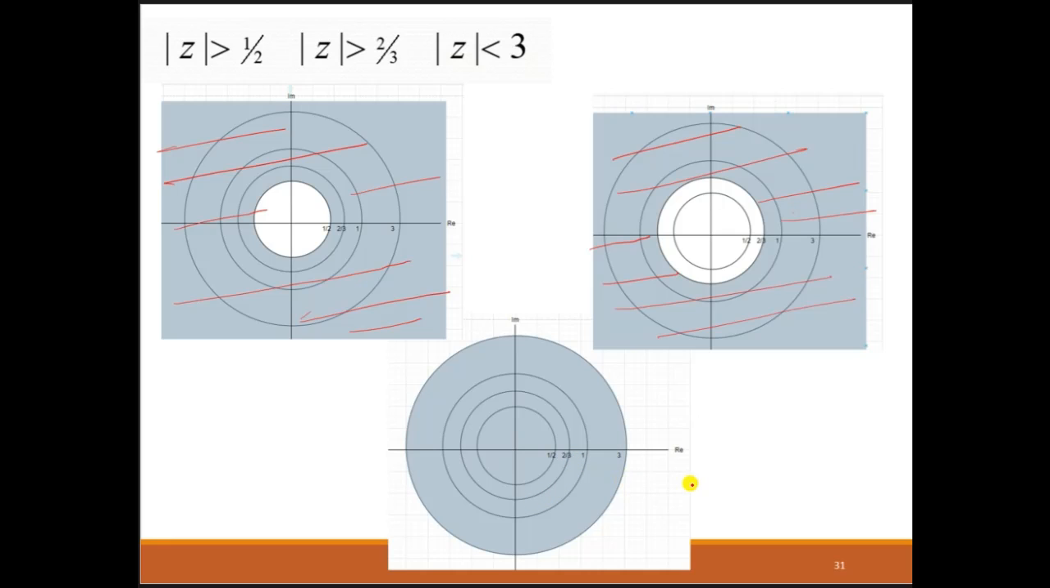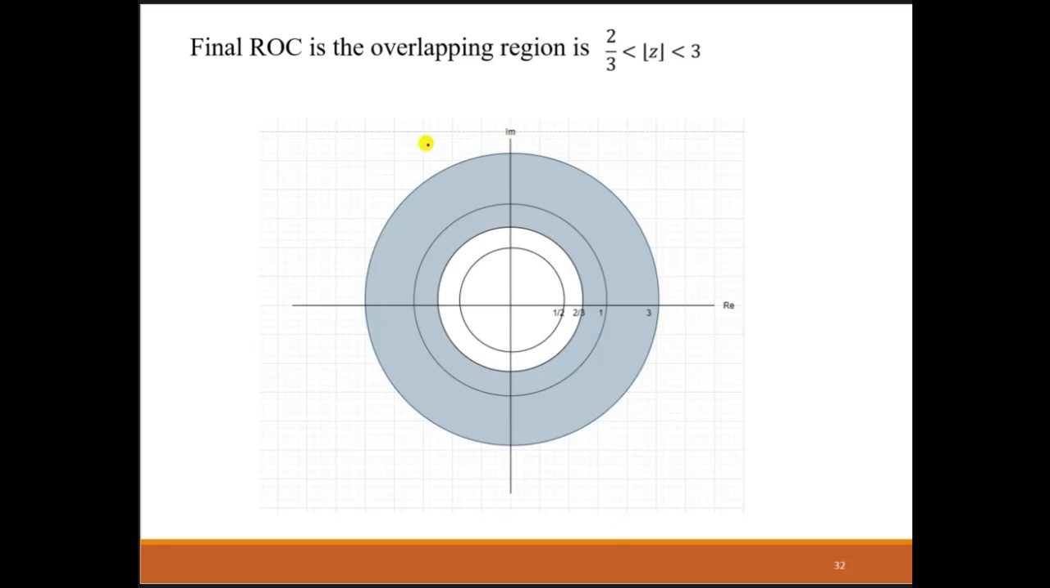Now we need to find an overlapping region. Okay, so the final ROC is an overlapping region. Where does it overlap? It is actually between 2/3 and 3. Okay, because that is the region where all the shading overlaps, the overlapping part. Do you understand this? Okay, if you don't understand you can ask again later. Alright, so your final region, your final ROC, is the overlapping of all of those 3 poles earlier. So this is your final ROC.